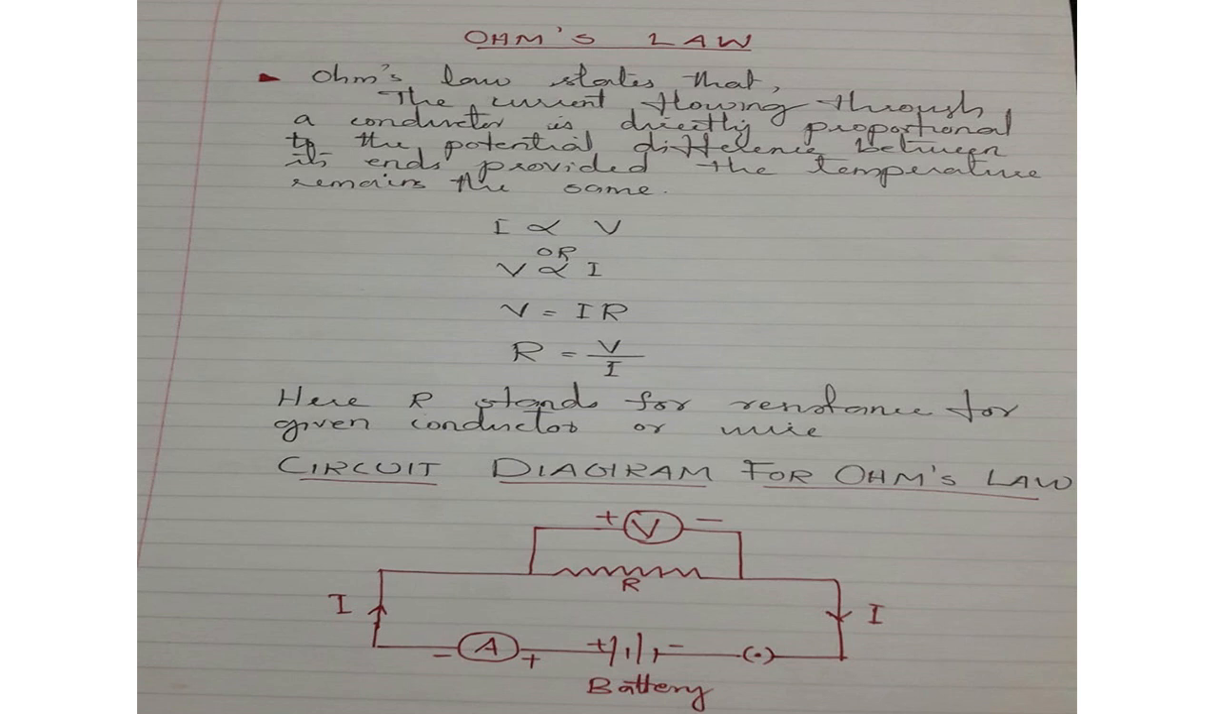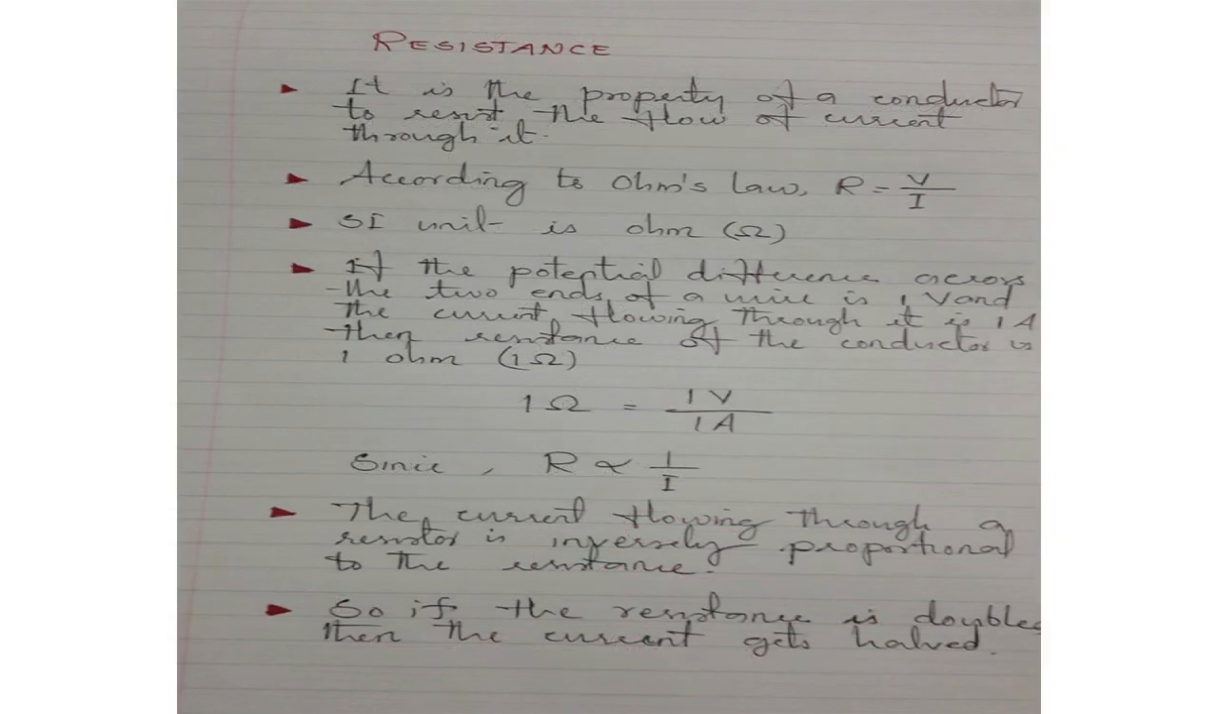So Ohm's law equation is V is equal to IR, and R is a constant called resistance of the given metallic wire or conductor. Now resistance is defined as the obstruction to the flow of current. It is the opposition to the flow of electric current. It is also taken as R is equal to V by I. That is, resistance is taken as the ratio of potential difference to the electric current. R equals V by I.